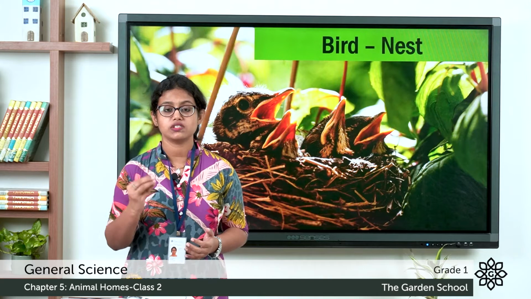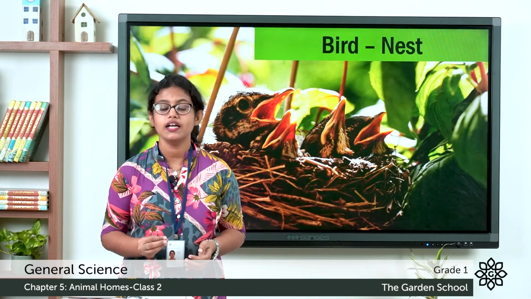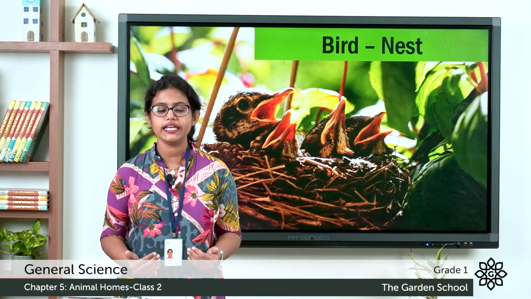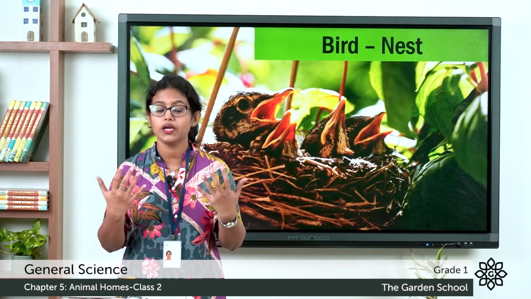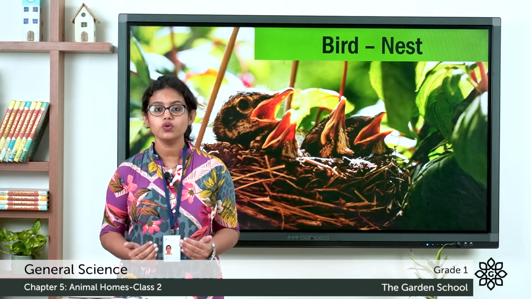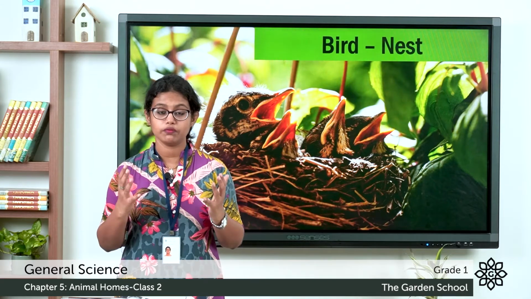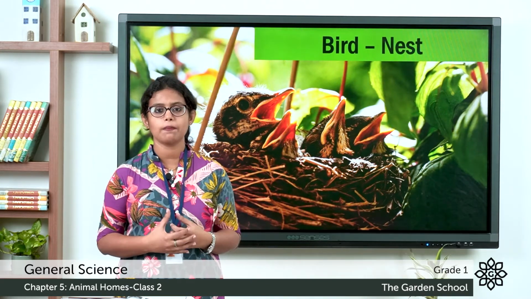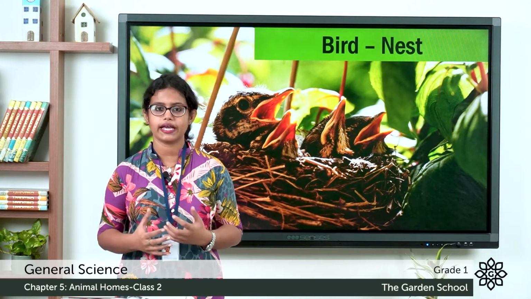So shelter is very important for animals. So why do they need a shelter? They need a shelter in order to protect themselves from the heat, rain, cold, and from enemies. And where do animals live? Animals live in the place where they get food and water. This is about the chapter. We learnt about land and water animals. Then we learnt about animal homes. Now let's move on to the exercise.